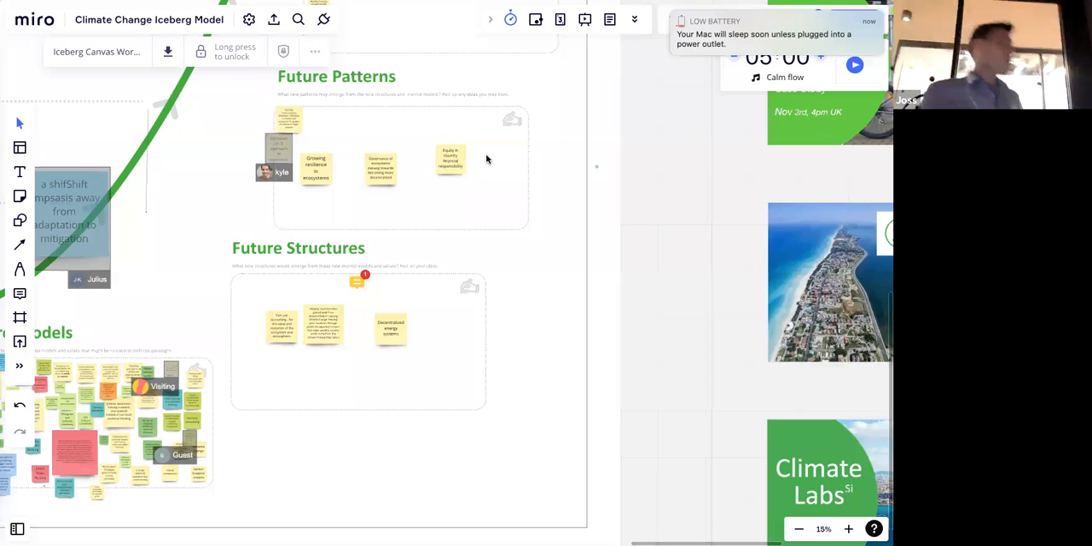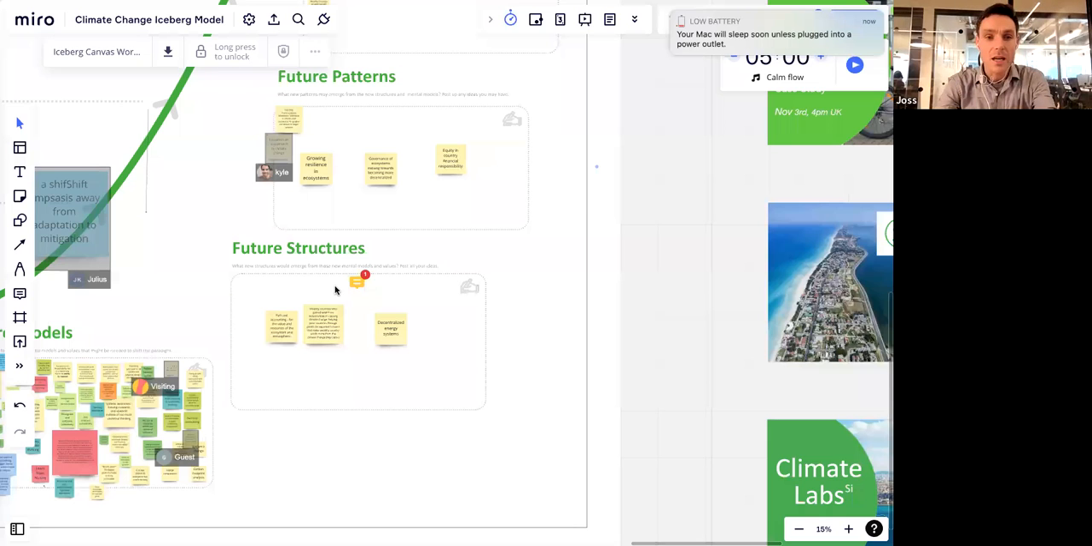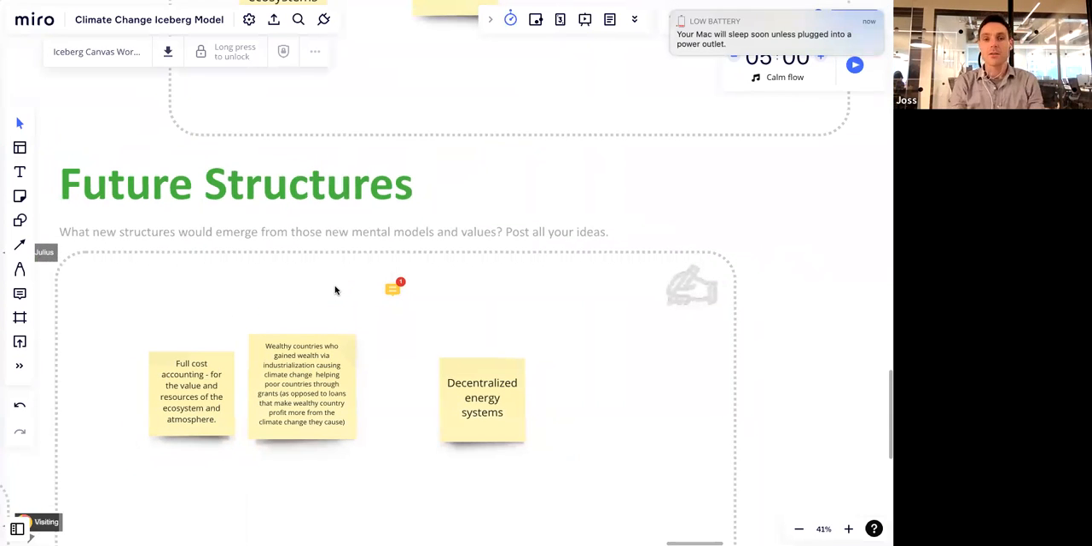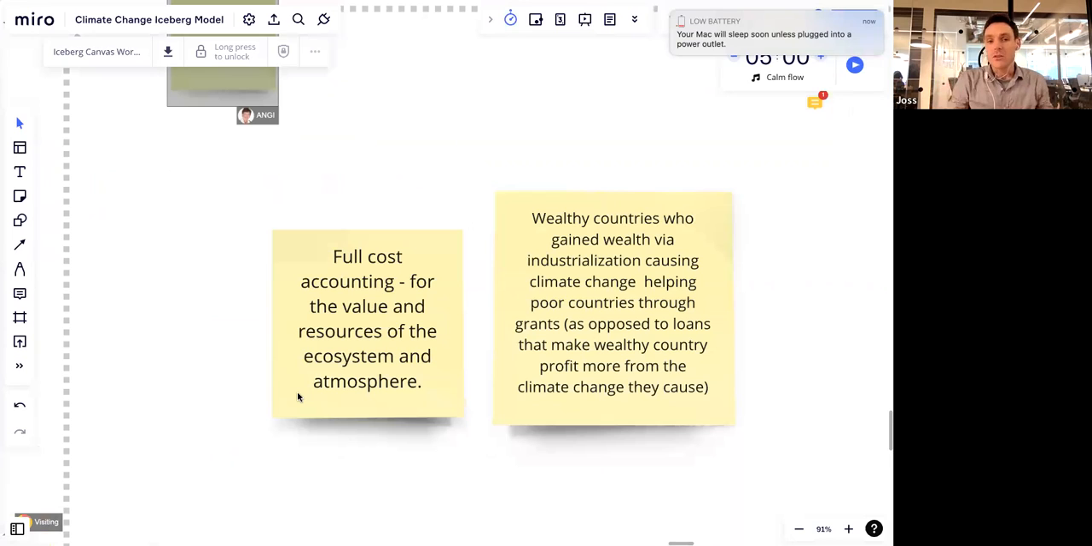So the next board is about structures that may emerge out of those new guiding principles, those new values, those new mental models. So here we are. What are the new structures that may emerge from the new values and mental models? If we had something, for example, around holism or systems thinking, we might see the emergence of more decentralized structures. Or if we had something about incorporating new values, then we might have new structures around accounting systems, full cost accounting for the value and resources, the ecosystem and atmosphere.